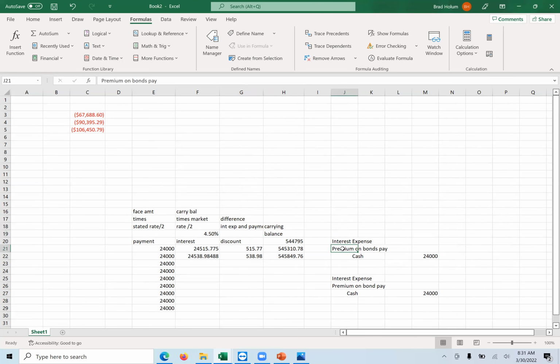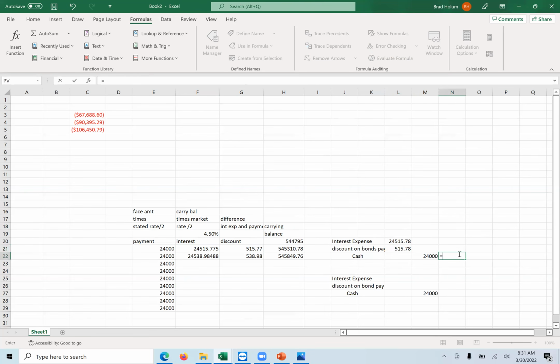The way in which we will show the payment or the journal entry in this scenario is this first line. The payment is always 24,000. The interest expense is 24,515.78. And the discount is, I'm off here with my numbers a little. 515.78.